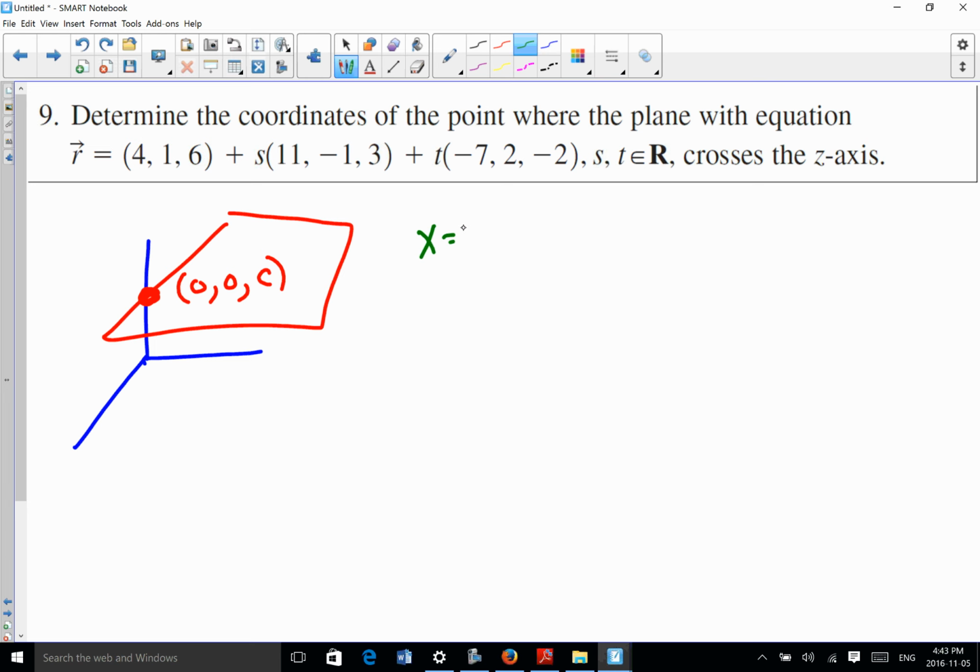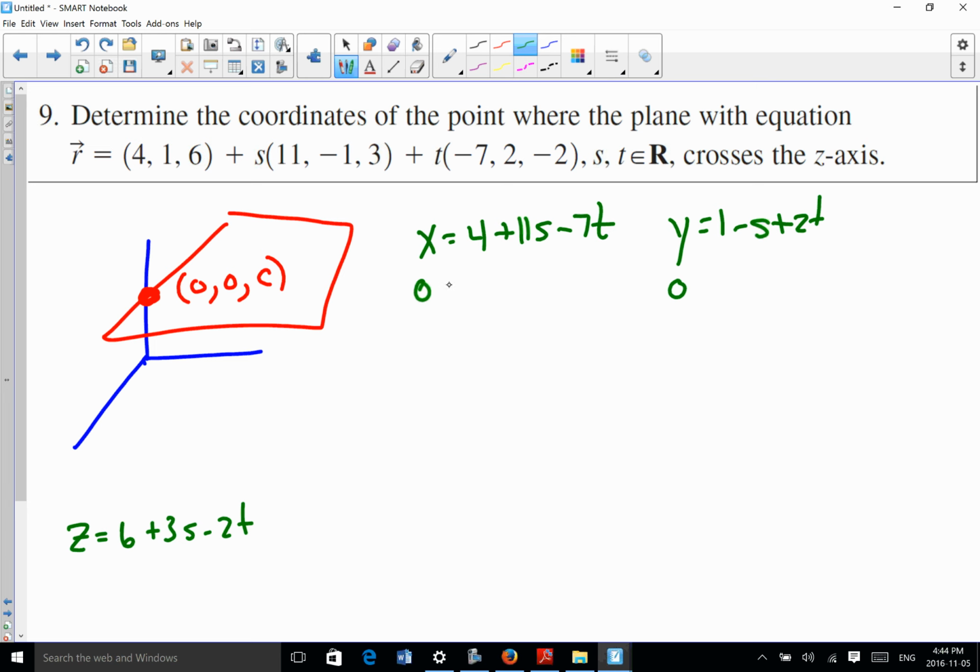So we get x equals 4 plus 11s minus 7t. We get y equals 1 minus s plus 2t. And the one we're going to use later on, I'm going to put down here just for a second: z equals 6 plus 3s minus 2t. Now, what do I know for sure? Well, I know when I cross the z-axis, x is 0 and y is 0, which means I'm going to have two variables, the s and the t, and two equations that can be solved simultaneously.